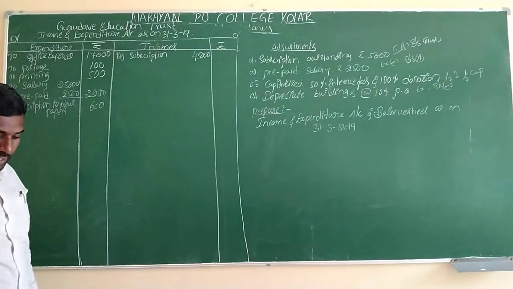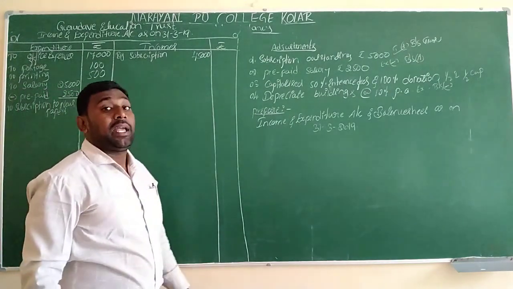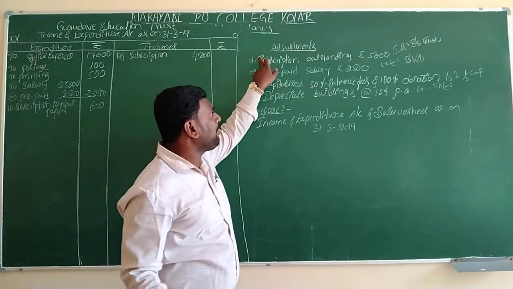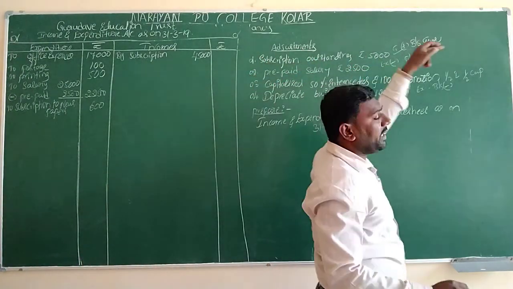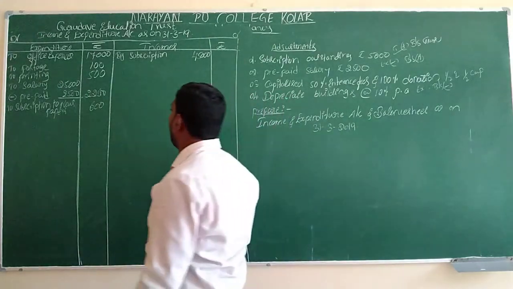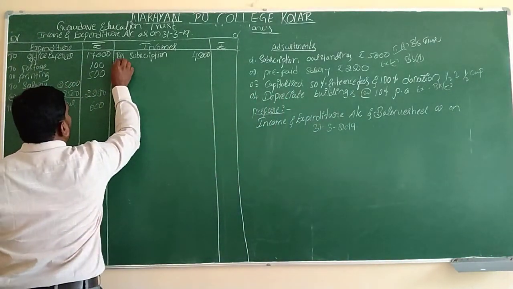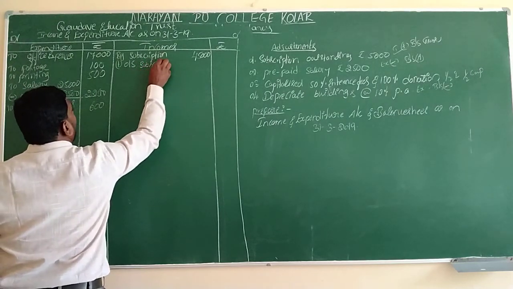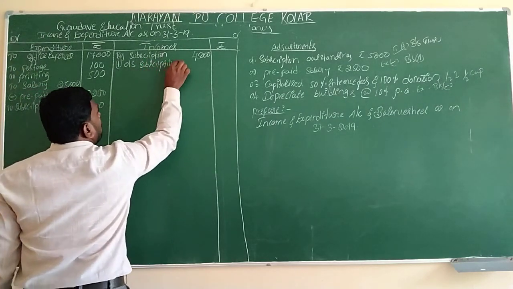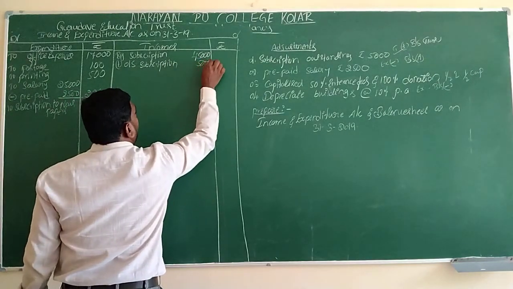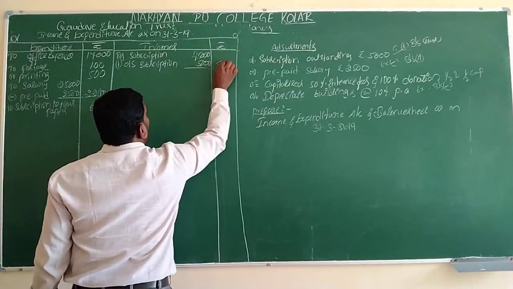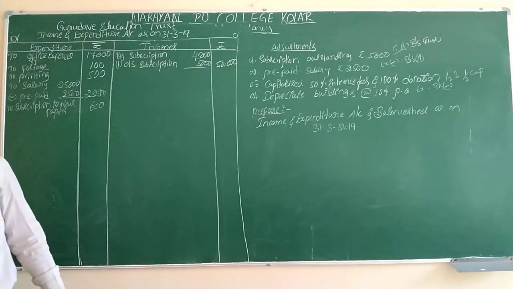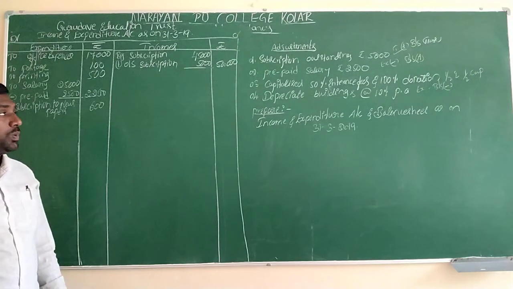By subscription, you will write in the inner column 45,000. For this subscription, is there any adjustment? Yes, there is an adjustment. The adjustment is subscription outstanding, rupees 5,000 given. That subscription we will write here: add outstanding subscription 5,000. 45 plus 5, 50,000 is the actual subscription.